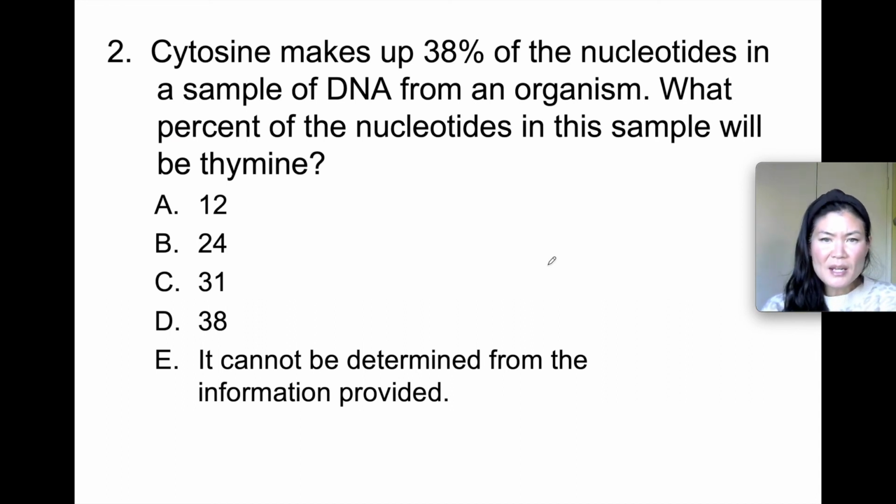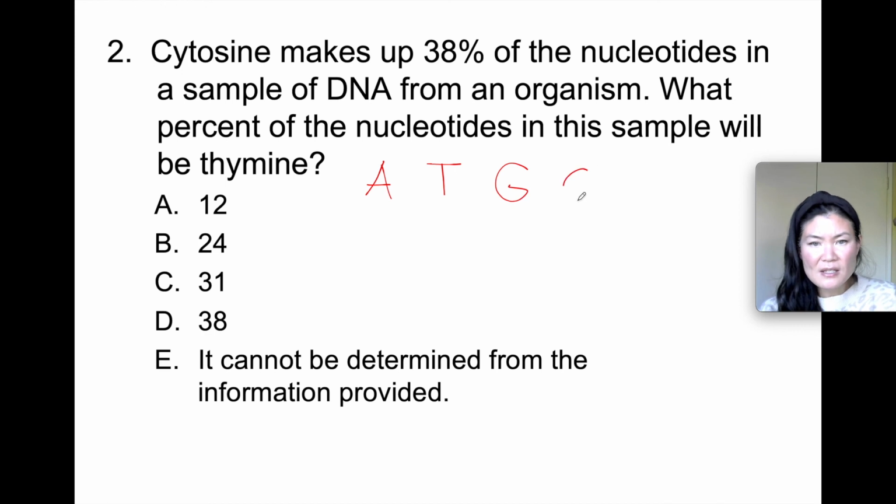Okay, cytosine makes up 38% of the nucleotides in a sample of DNA from an organism. What percent of the nucleotides in the sample will be thymine? Okay, so as you guys know, DNA is made up of adenines, thymines, guanines and cytosines. Basically what this question is setting up for you is that in a genome of an organism, 38% is cytosine. Can you tell us what percent is going to be thymine?